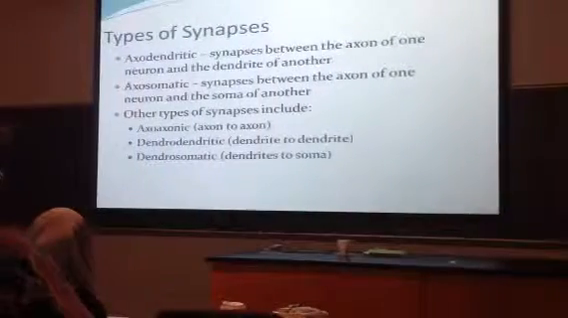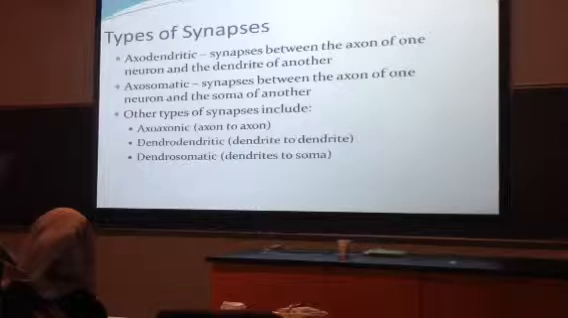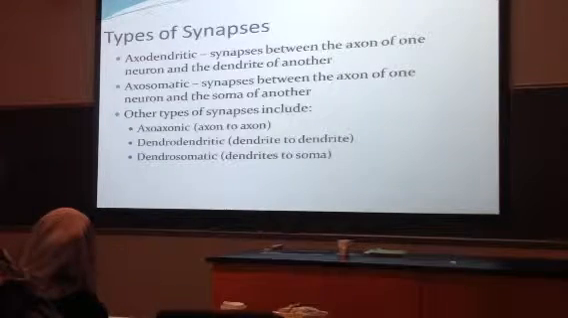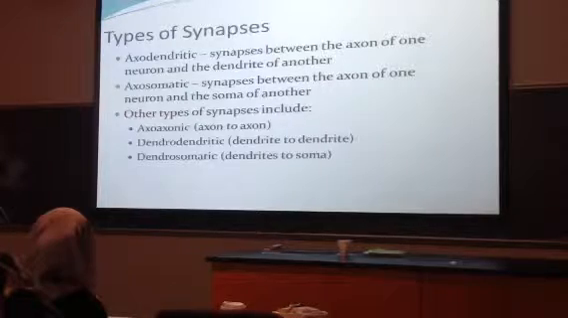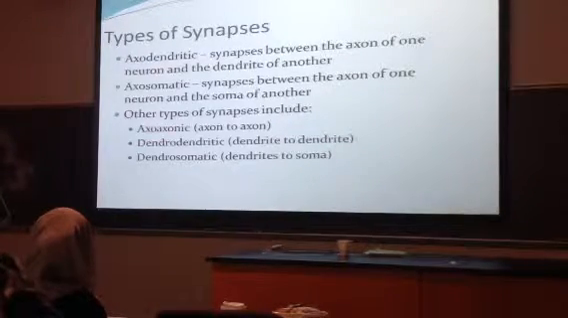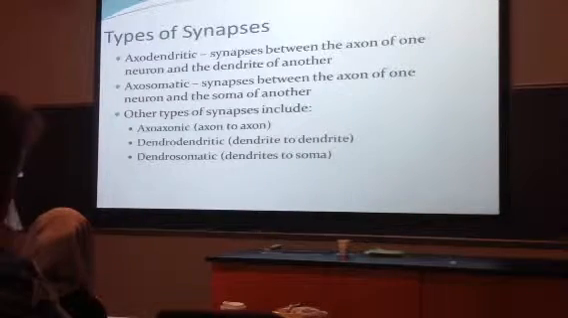Okay, this is called axodendritic. What component of the presynaptic axon contacts the postsynaptic dendrite? Axosomatic, those are the most common type. The others are not as common: axoaxonic, dendrodendritic, dendrosomatic, they are not common.